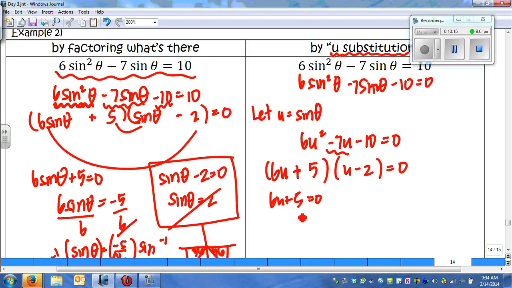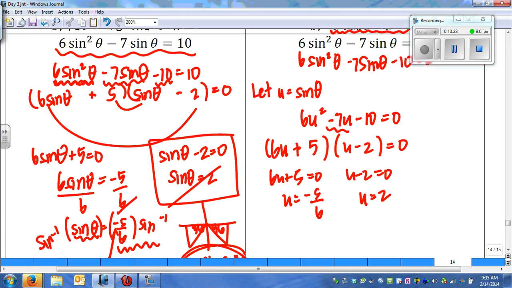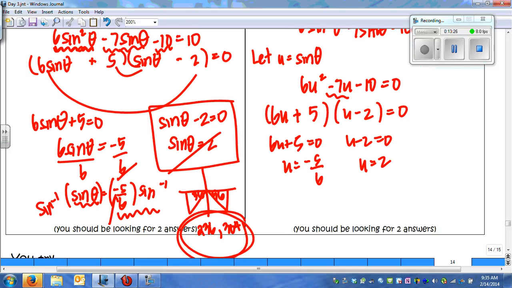6u plus 5 equals 0, so then u equals negative 5 over 6. If u minus 2 equals 0, then u equals 2. At this point, once you've solved for u, you should take whatever you said u was going to be and sub it back in place of u. So since we said u was sine theta, what we figured out here is that the sine of theta equals negative 5 over 6, and the sine of theta equals 2. Like we said, we must reject sine and cosine values that are greater than 1 or less than negative 1, and we need to work with this negative 5/6 sine value.